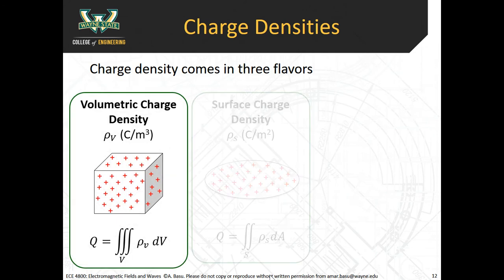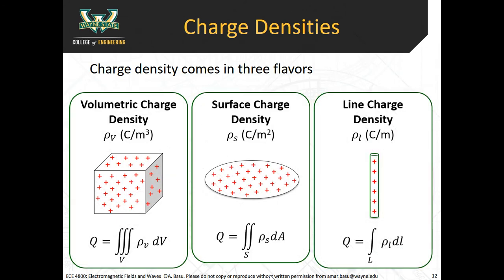All right, now we talked about different charge densities. There's a volumetric charge density, surface charge density, and line charge density. If you're given a volumetric charge density and you want to find the total charge, you have to take the triple integral of that. With a surface charge density, you take the double integral. And with a line charge density, you take a single integral to find the total charge.